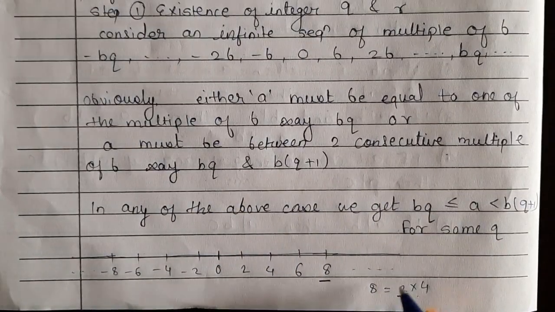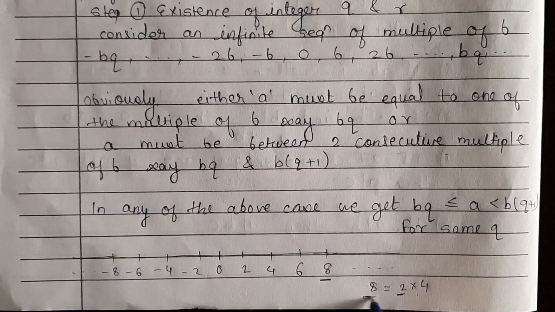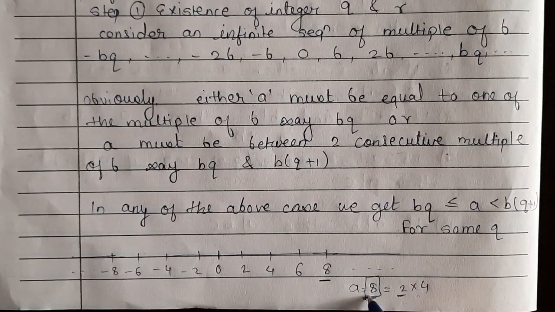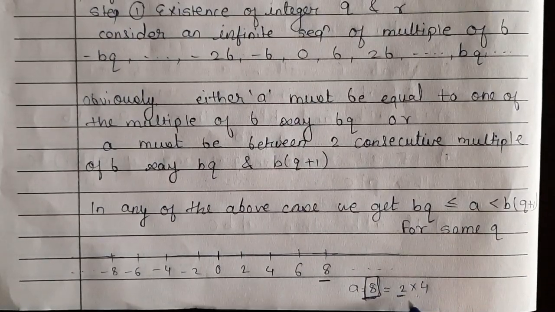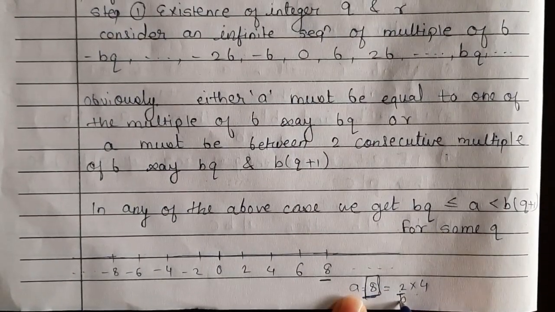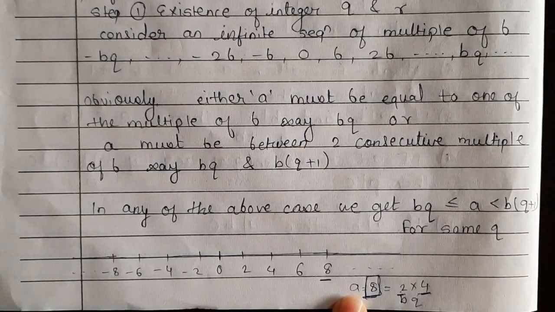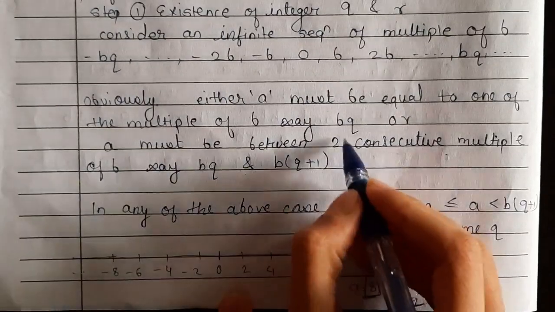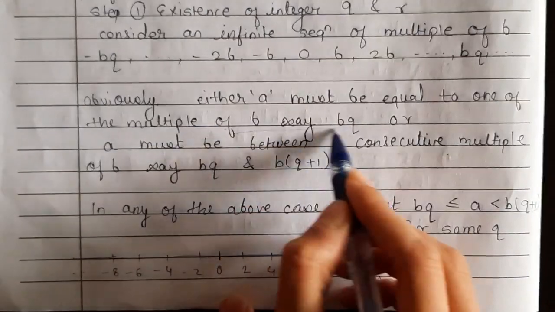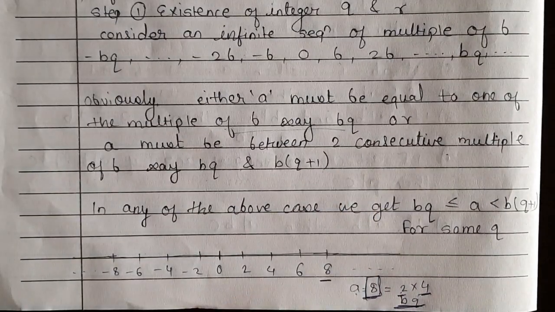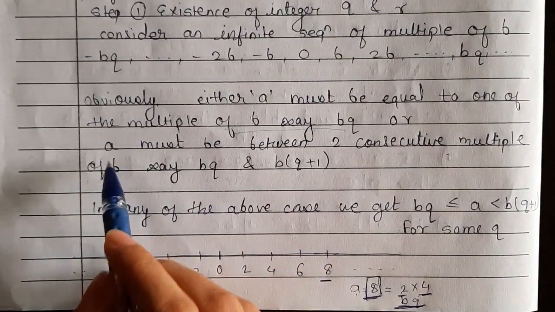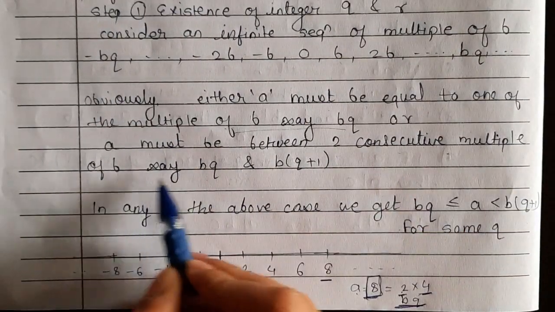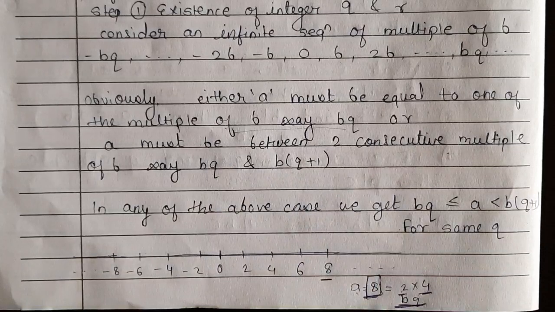So here we take a as 8. This is our a, and 8 is in the form where 2 is our b and 4 is our q. So a is in the form of bq. So the first sentence is done. Now let us move on to the second sentence: a must be between two consecutive multiples of b, say bq and bq plus 1.